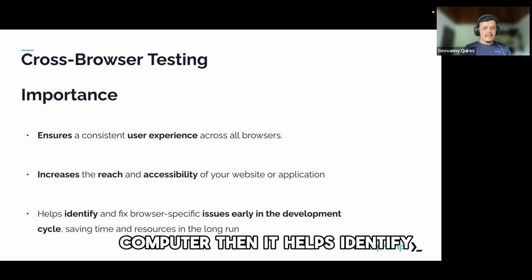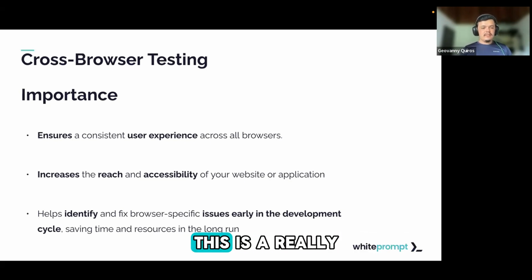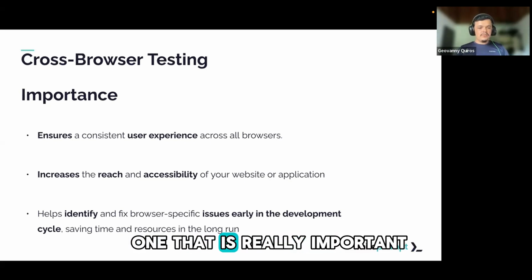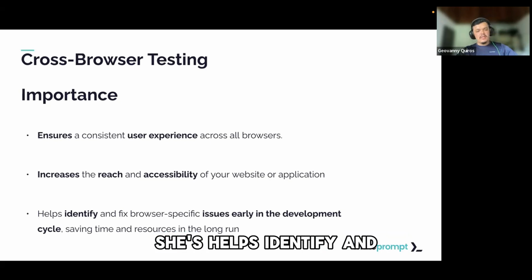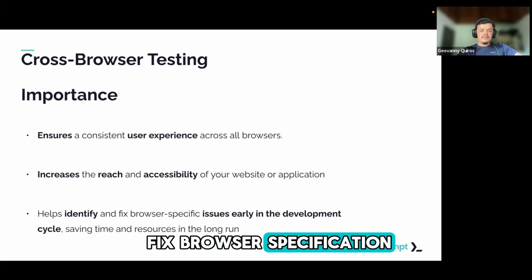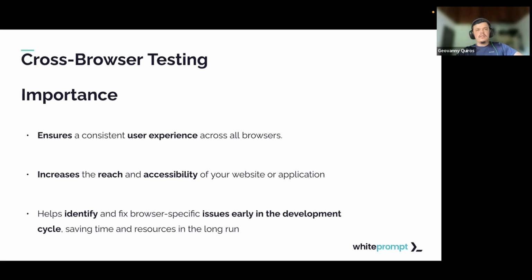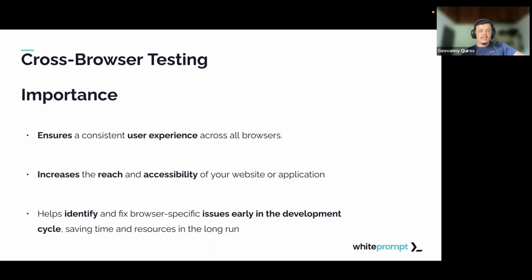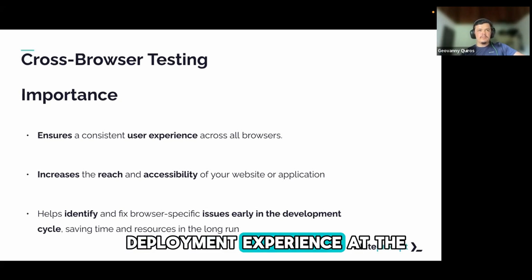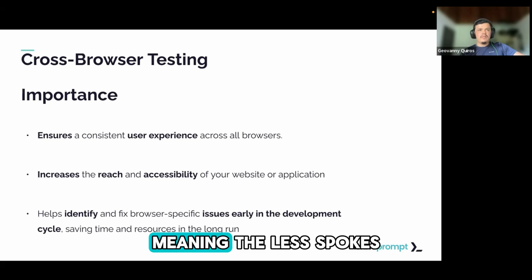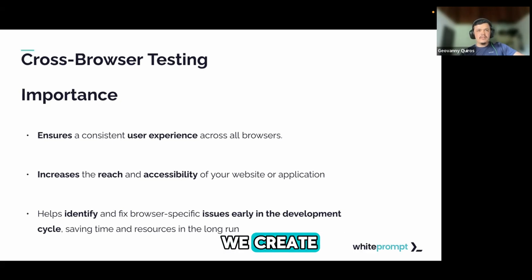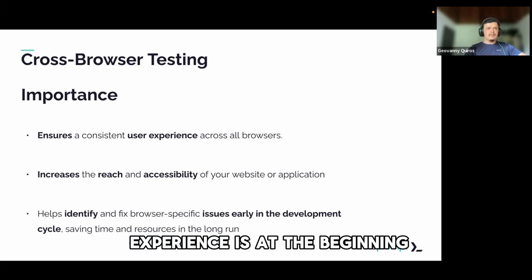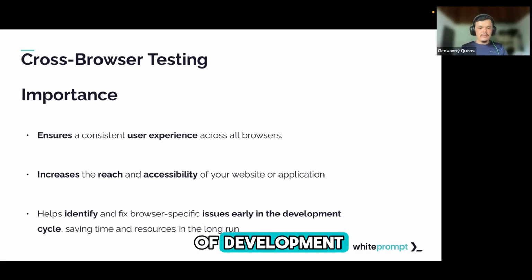computer. Then it helps identify, and this is a really important one, it helps identify and fix browser specific issues early in the development cycle, which is great because we will save time and resources in the long run. And more than that, we will have a much smoother deployment experience at the end for the user, meaning the fewer bugs we create, the better the user experience is at the beginning or through the process of development.